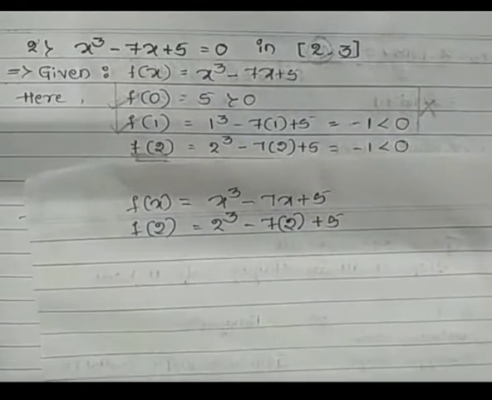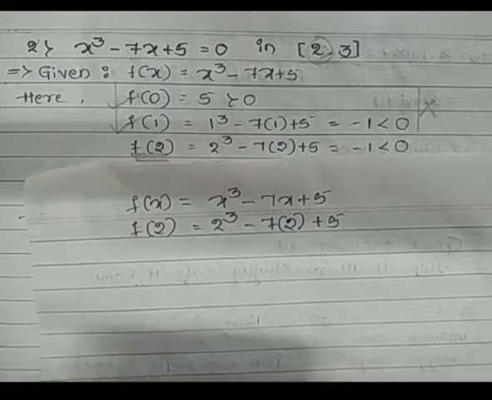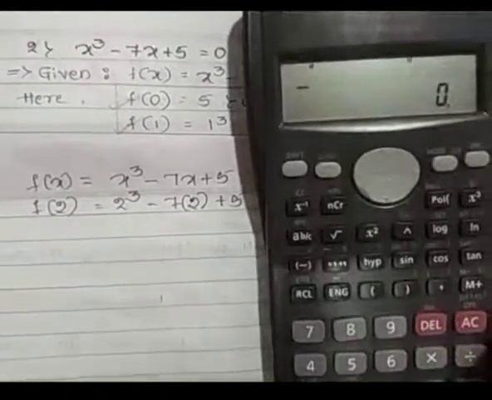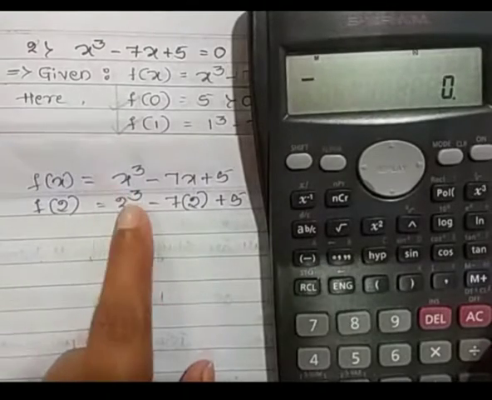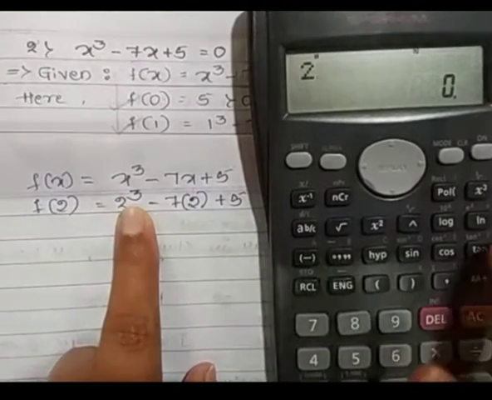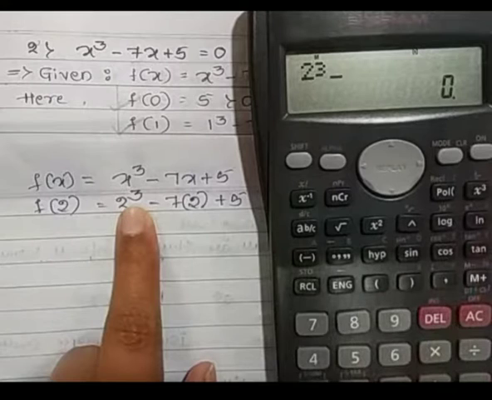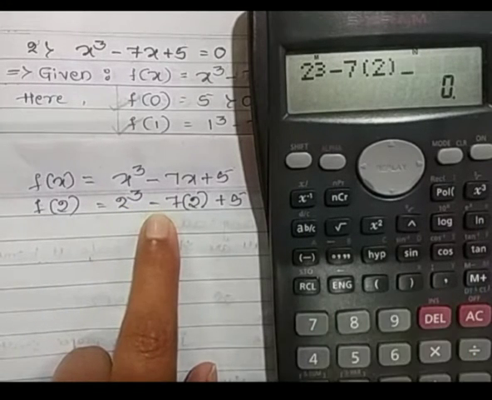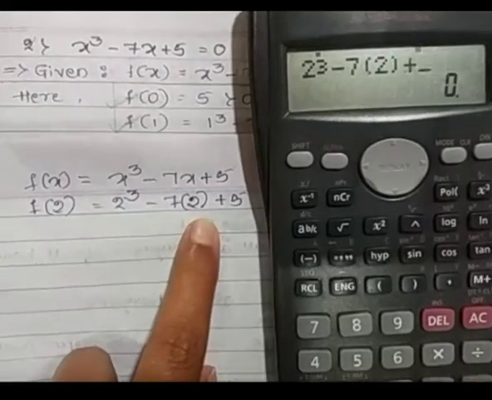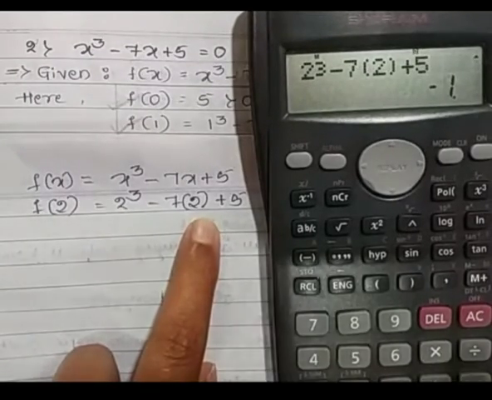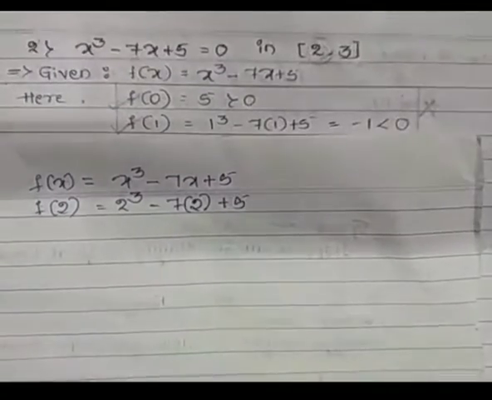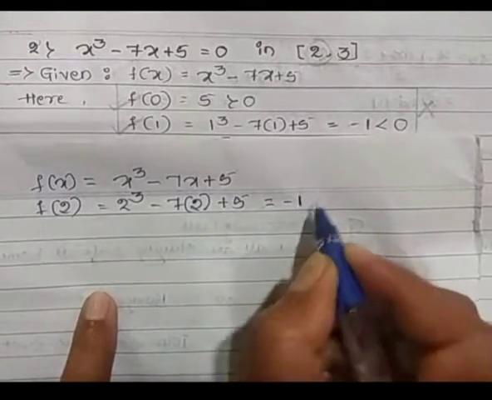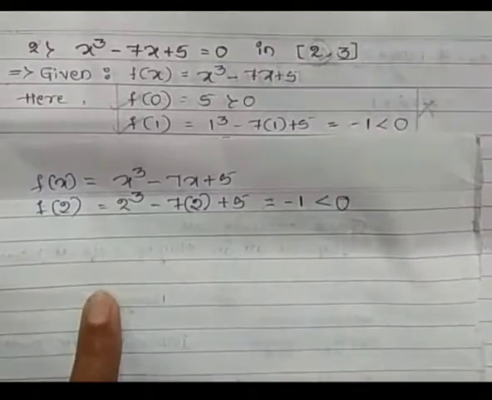So after simplification, what will we get? See, you can use your scientific calculator to find the answer. So what we have to calculate here? 2 cube minus 7 into 2 plus 5, which is equal to minus 1. For f of 2, we are getting answer as minus 1. Negative means less than 0.